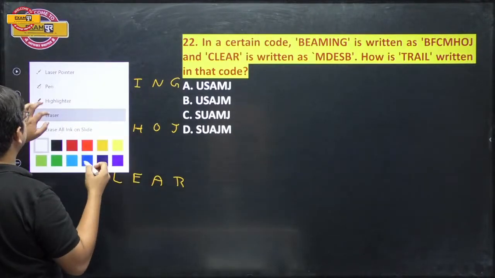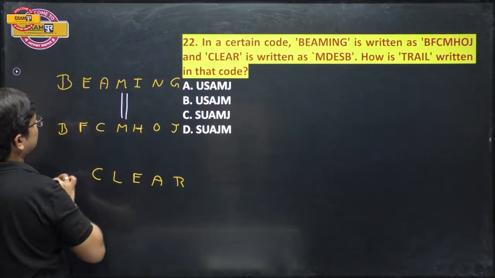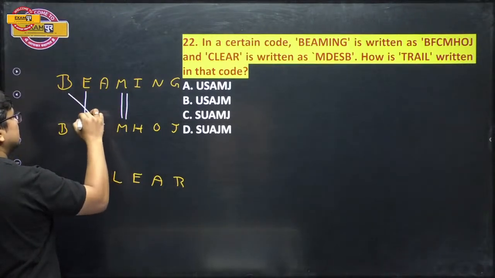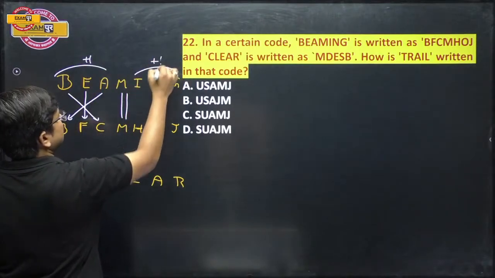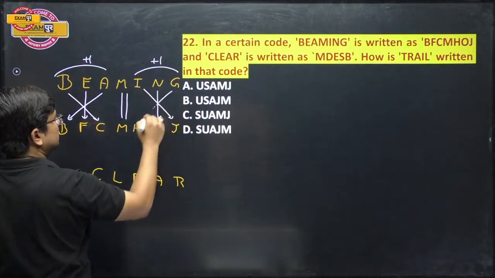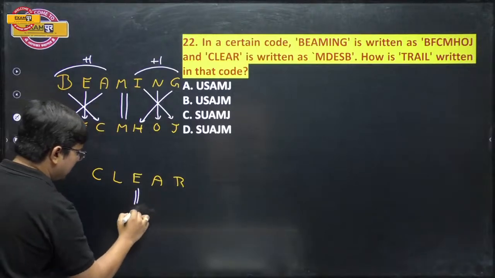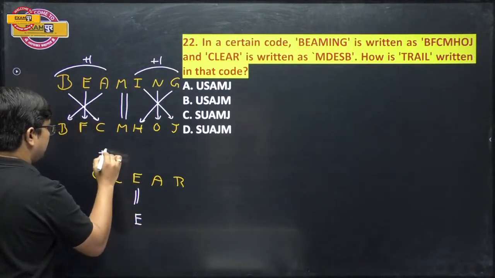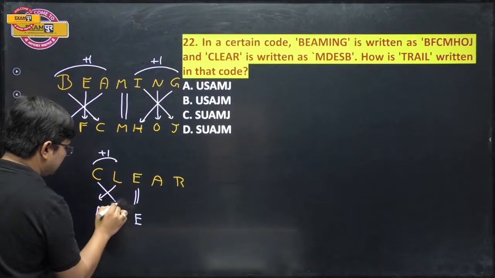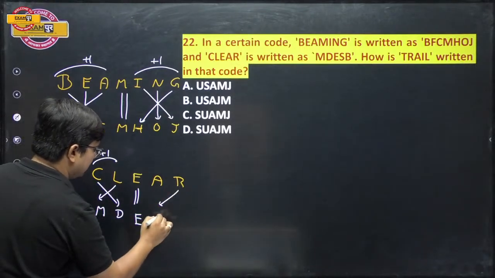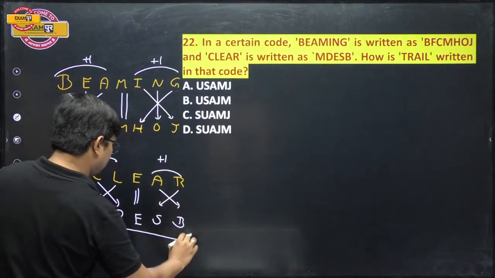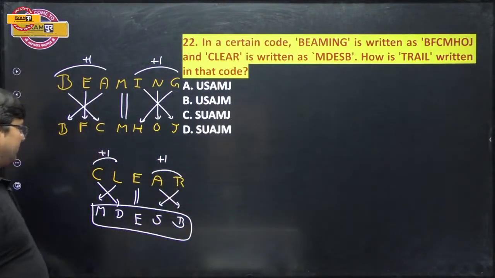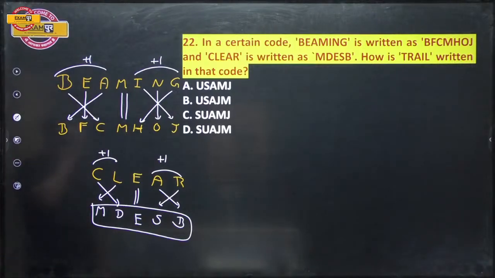See, the logic that is going on is the middle letter is as it is. B plus 1 C, E plus 1 F, A plus 1 B. I plus 1 J, N plus 1 O, G plus 1 H. Middle letter as it is. L plus 1 M, C plus 1 D. R plus 1 S, A plus 1 B. Okay. So, MDESB. Fine. Getting it? Have I done something wrong?